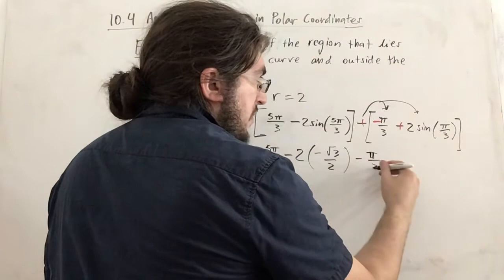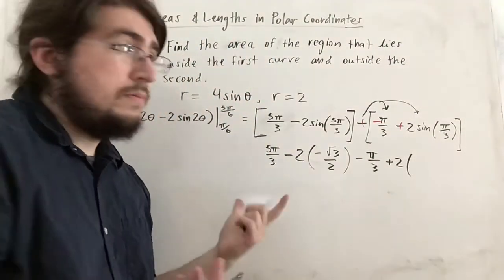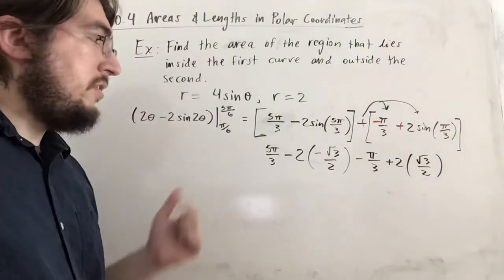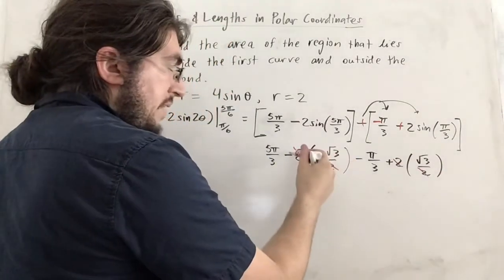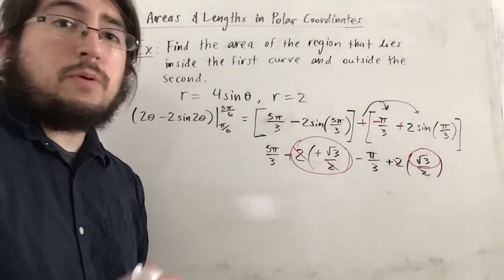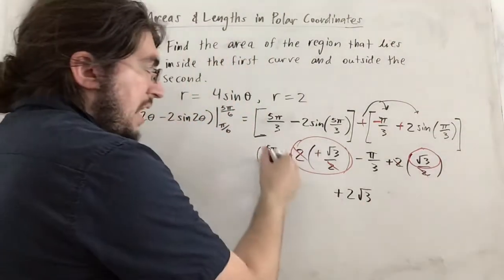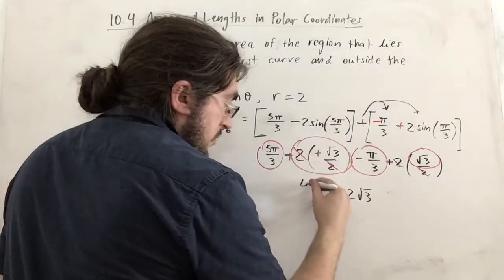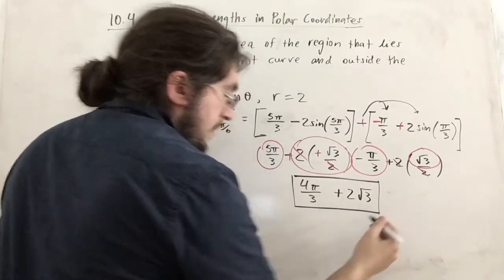And then we get minus pi over 3 plus 2 times, well, sine of pi over 3 we just spoke of, that's just radical 3 over 2. Okay, great. Now there's a lot of cancellation that happens here. Notice the 2's cancel in each of these. Also the double negative is positive, so these actually combine. It really is just radical 3 plus radical 3, which is 2 radical 3. So let me write plus 2 radical 3. And then 5 pi over 3 minus pi over 3 is just 4 pi over 3. So there we go. That's really our answer here. 4 pi over 3 plus 2 radical 3.